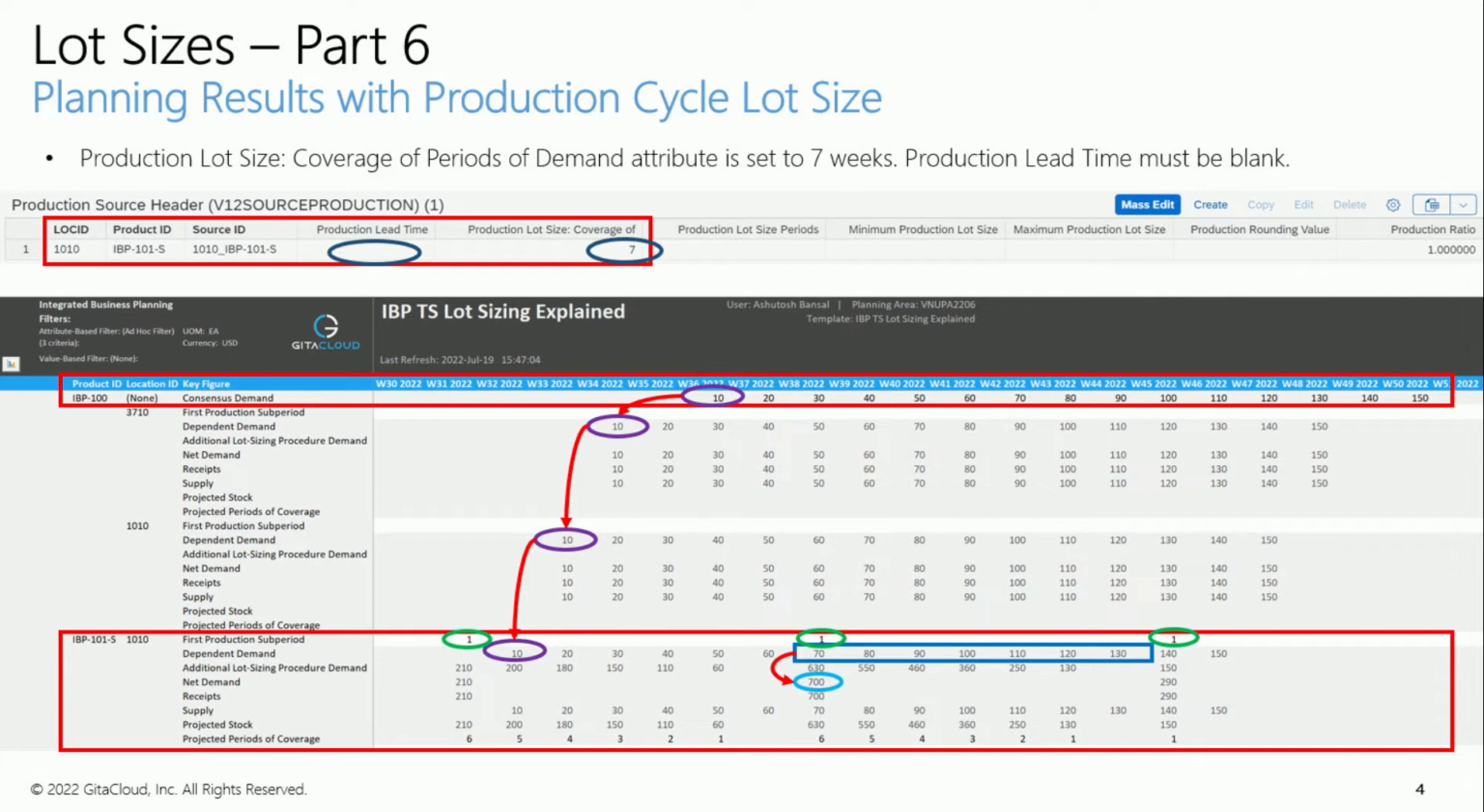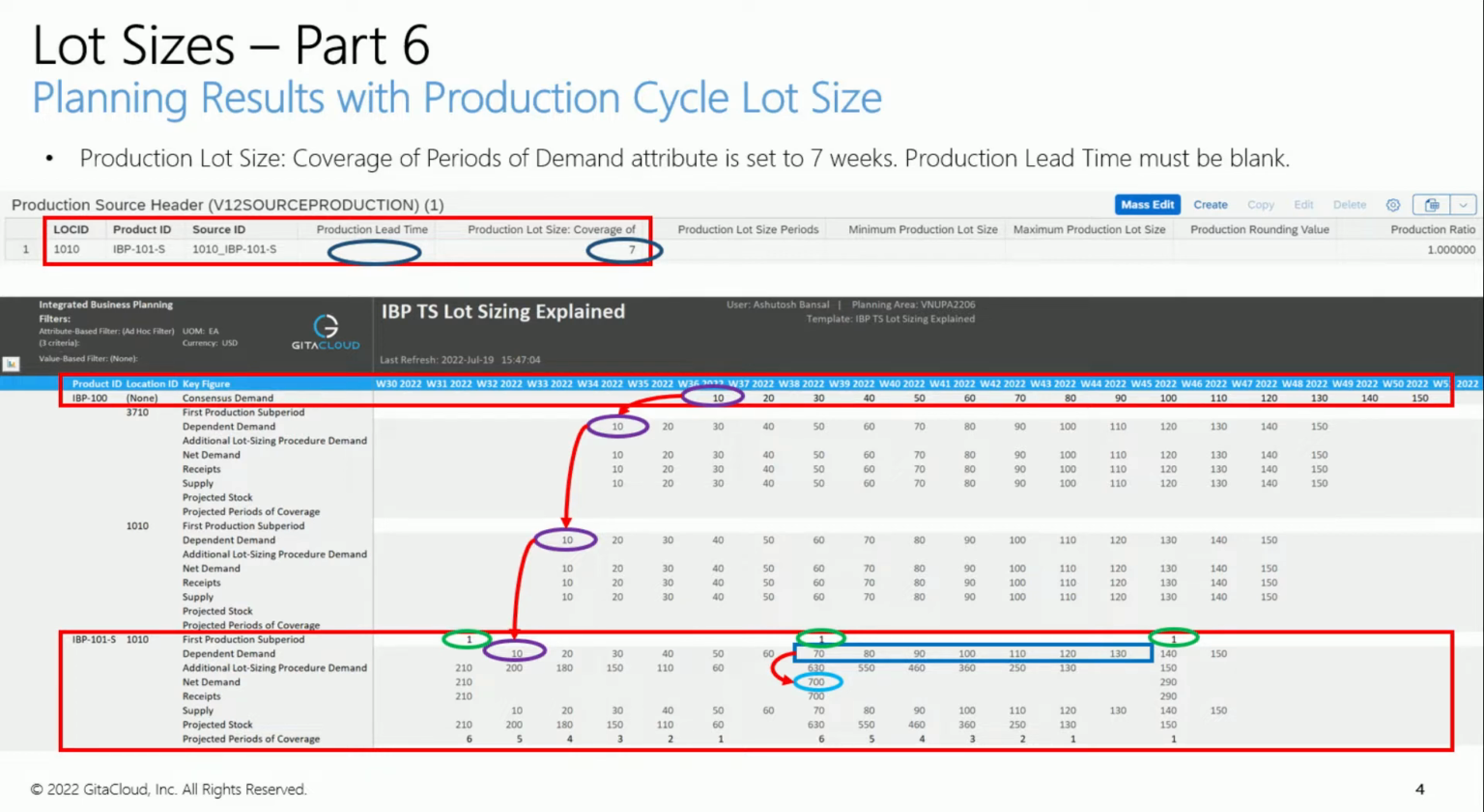We set the subassembly IBP 101S in Plant 1010 with lot sizing procedure 3, production cycle lot size. We specify the production cycle as 7 weeks in the production source of supply master data type. Note that the production lead time attribute must be set to blank for this procedure to work.